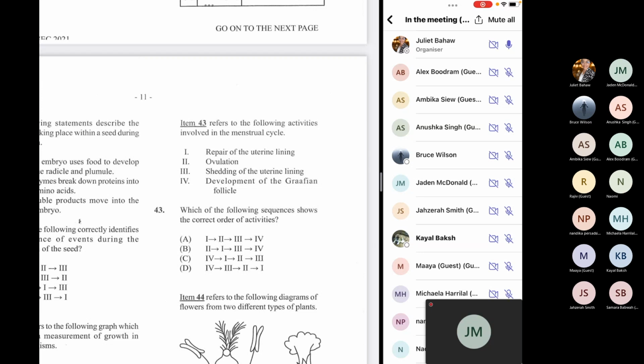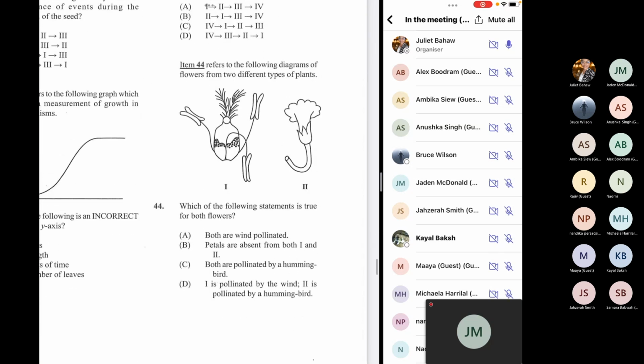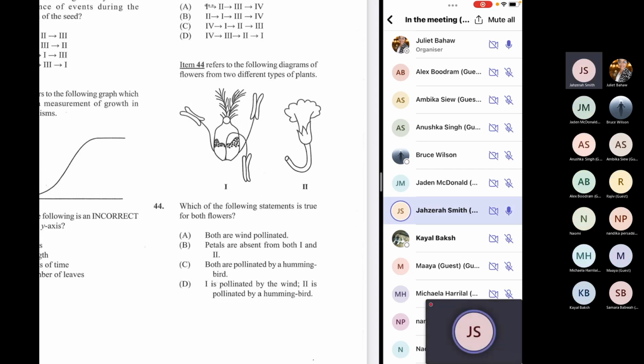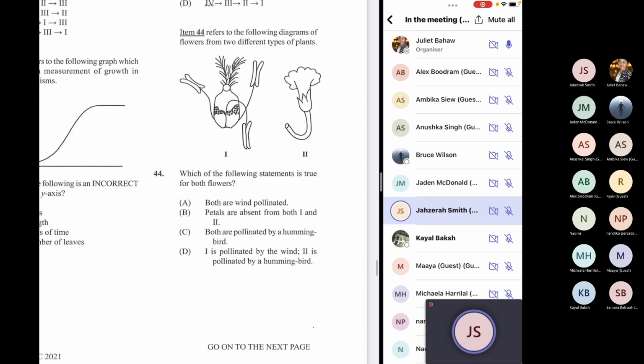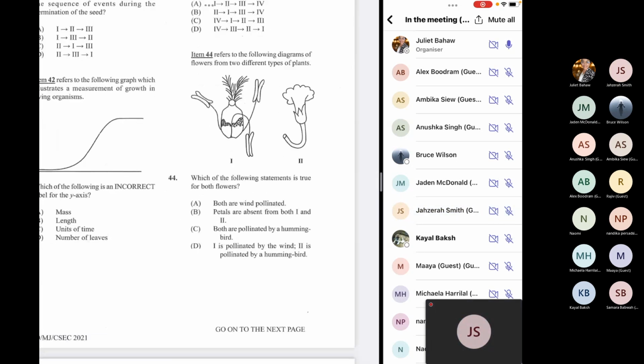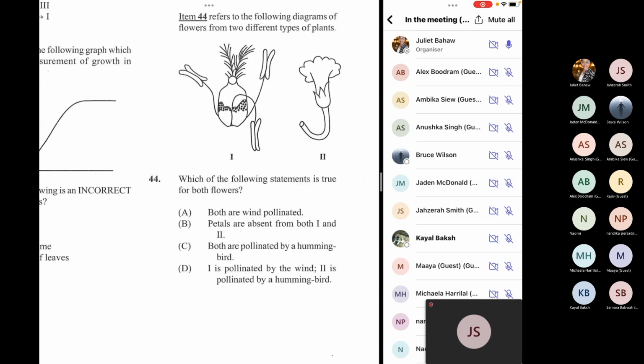C is the answer there. 43. 44. Which of the following statements is true for both flowers? I put D for dog. Yeah, D for dog. And you know something, in the same question, I see they put the animal pollinated flower as number 1, and they went and put the wind pollinated flower as number 2. I saw that in one of the questions. All right.